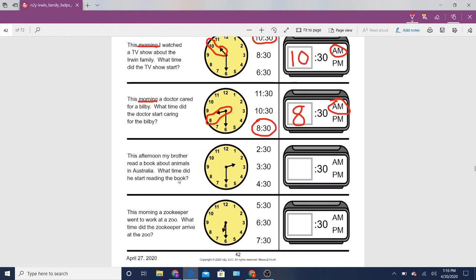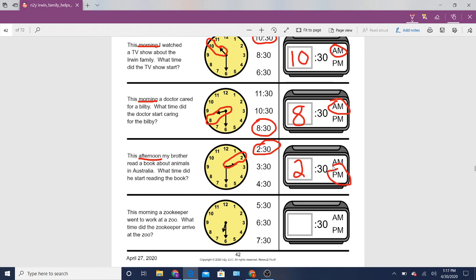The next one says, this afternoon, my brother read a book about animals in Australia. What time did he start reading the book? Small hand, follow it over. It's between the 2 and the 3, so I go with the first one, which is the 2. The 6 means 30, so I know it's 2:30. I'm going to write in the 2. And I'm going to go over for my keyword, and this time it says afternoon. Which is PM for afternoon.